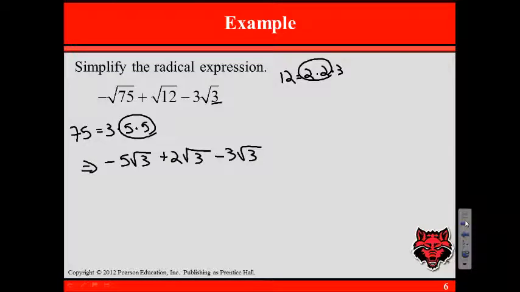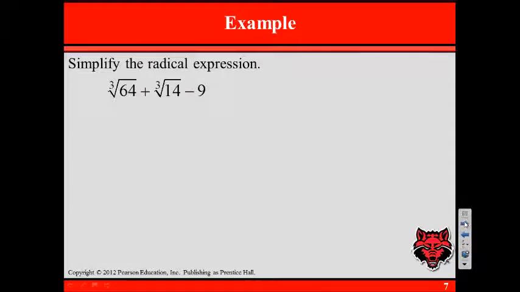At this point, each term has a square root of 3. So we can combine the numbers in front of the square roots. We have negative 5 plus 2, which is negative 3. Negative 3 minus 3 is negative 6. So this becomes negative 6 square root 3.